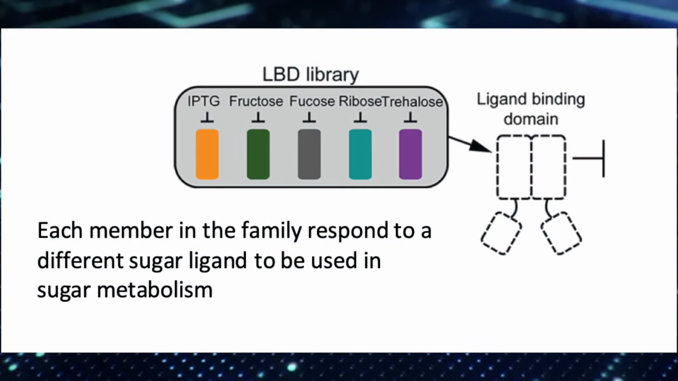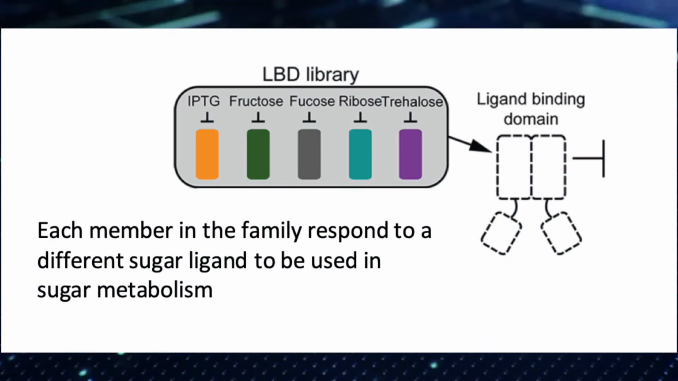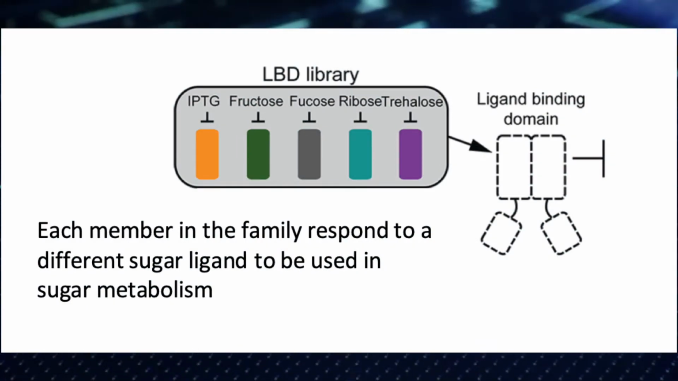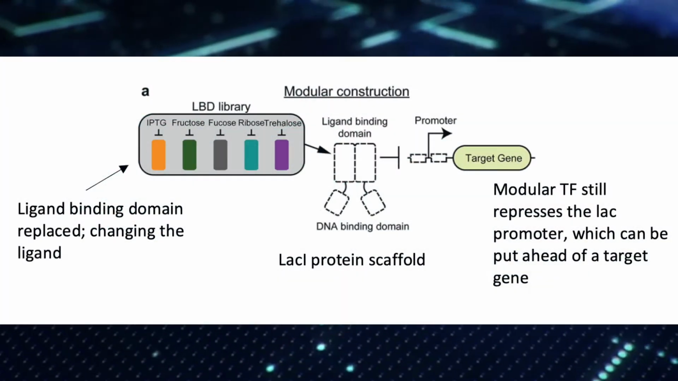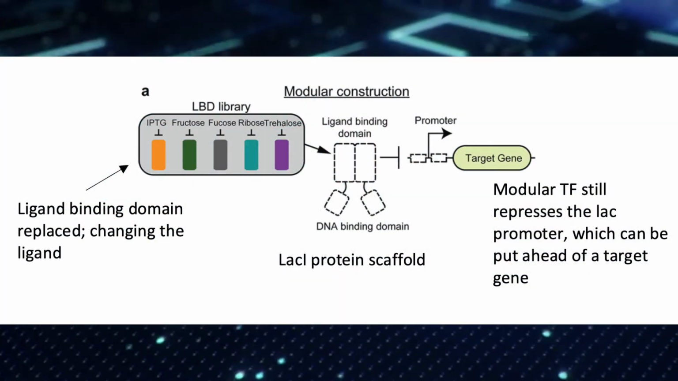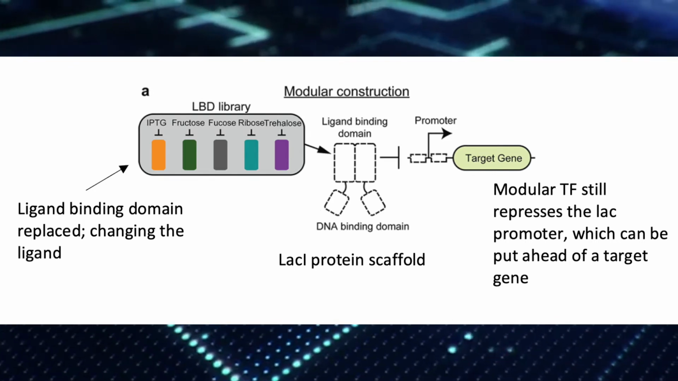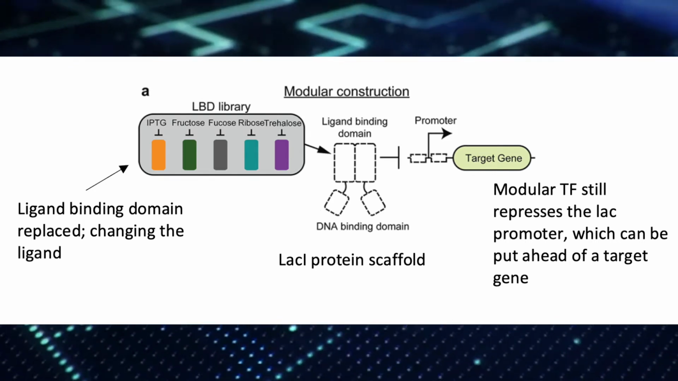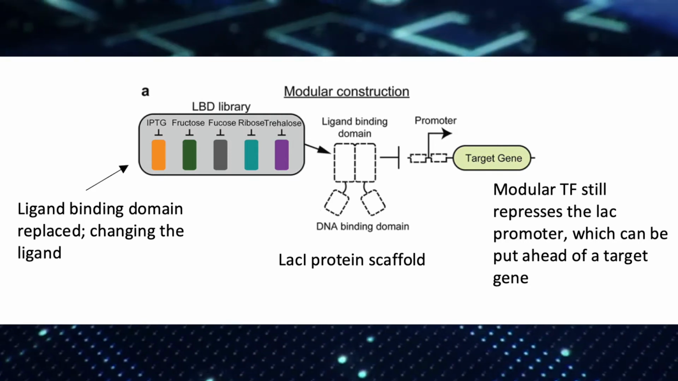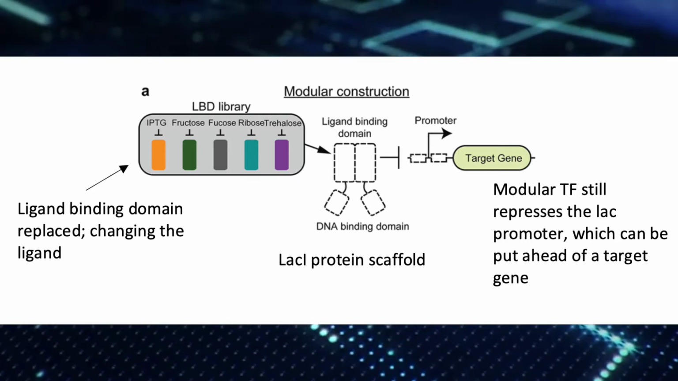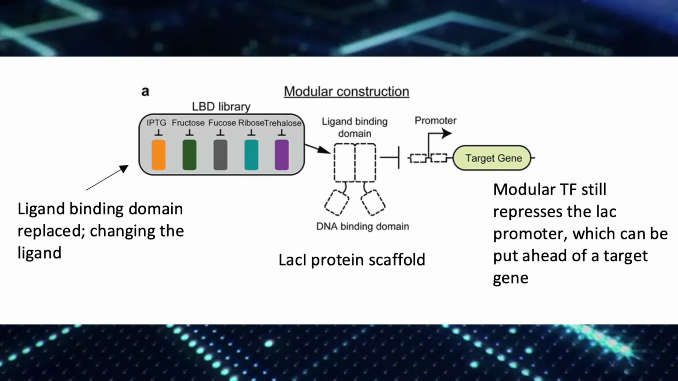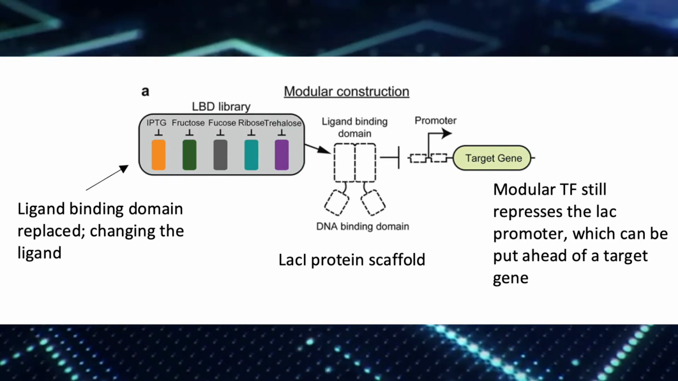LacI, which regulates the lac operon, belongs to a wider family of transcriptional repressors that regulate sugar metabolism. Each member of this family has its own sugar ligand and responds in the same way that LacI responds to IPTG. Shis et al. showed that chimeric transcription factors can be modularly constructed by replacing the ligand binding site of LacI with those of the homologous family members. This created a library of chimeric transcription factors that responded to different sugars while regulating the lac promoter.